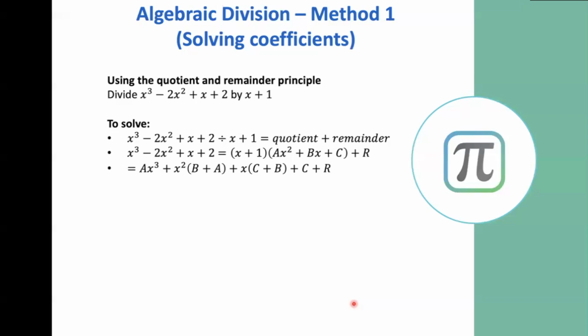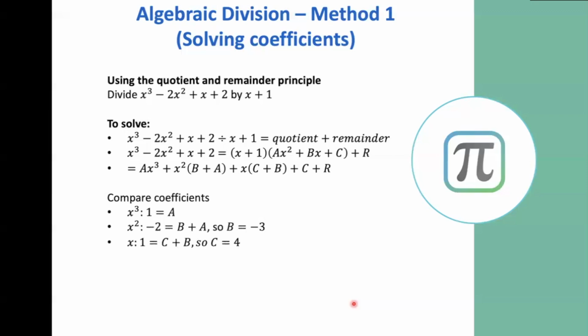So we want to rewrite the equation on the right in the format of ax cubed plus x squared (b plus a) plus x (c plus b), and then the constants, c plus r. We take the same approach and compare the coefficients. On the left, we have 1x cubed, so a must be 1. For x squared, minus 2 equals b plus a, and we have solved a, which we know to be 1. Therefore, b must be minus 3.